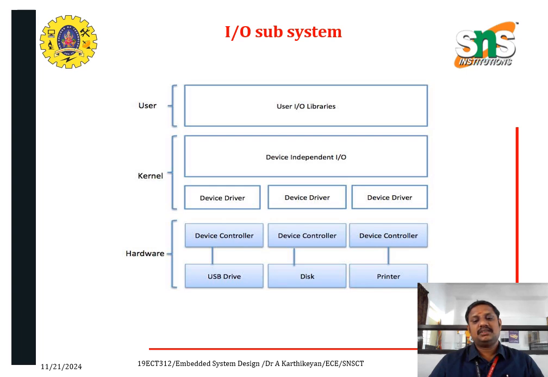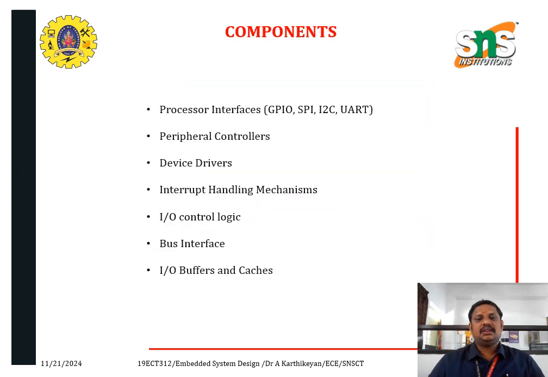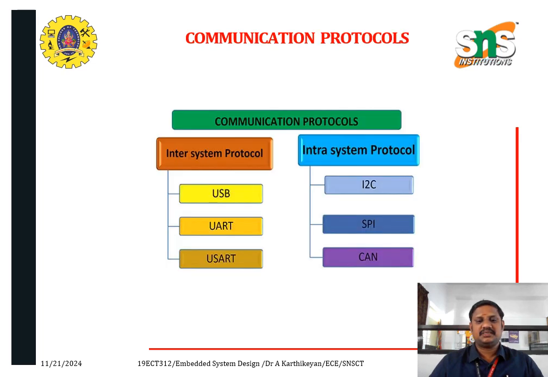The device controller and USB devices are main parameters for the IO subsystem mechanisms. The main components are processor interfaces, peripheral controllers, device drivers, interrupt handling mechanisms, IO controlling logic, buses, and IO caches. In the communication protocols, we have the inter-system protocols, that is USB, UART, and USART. The intra-system protocols are I2C, SPI, and CAN, which we use mainly for communication.